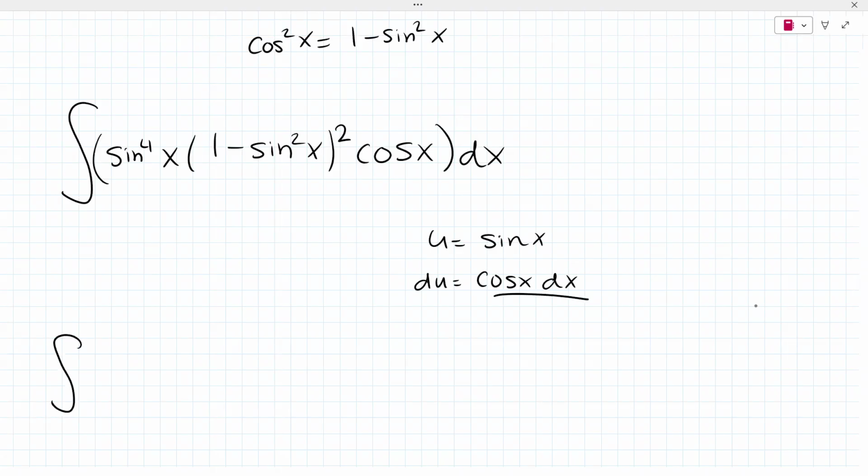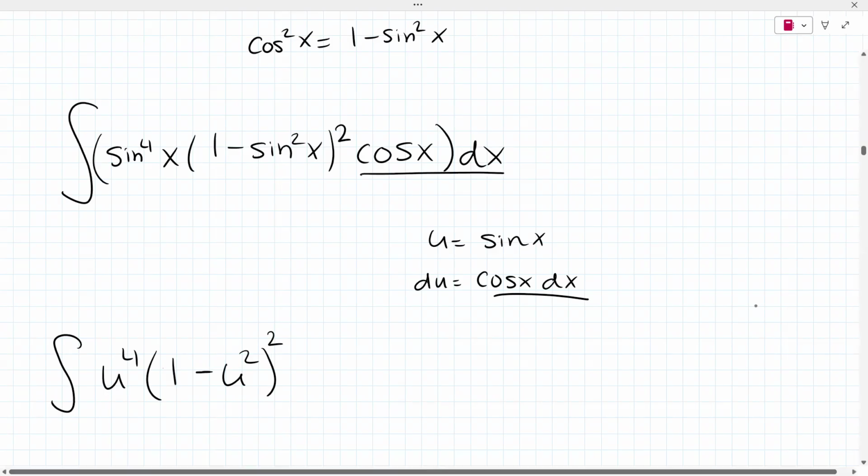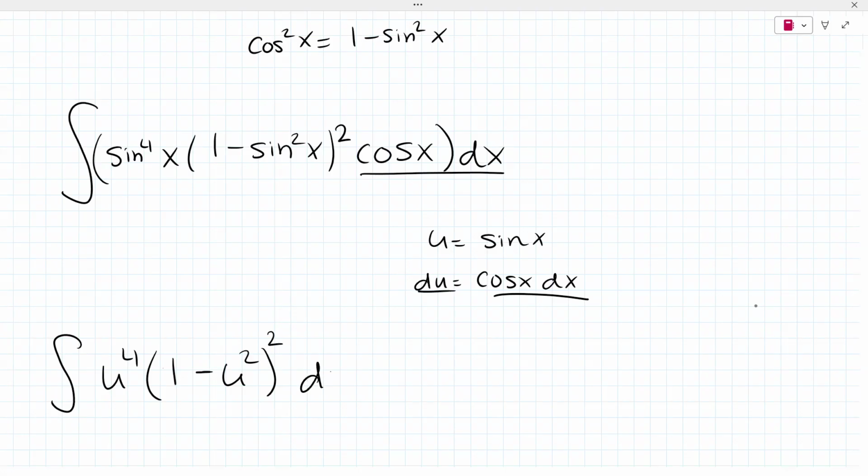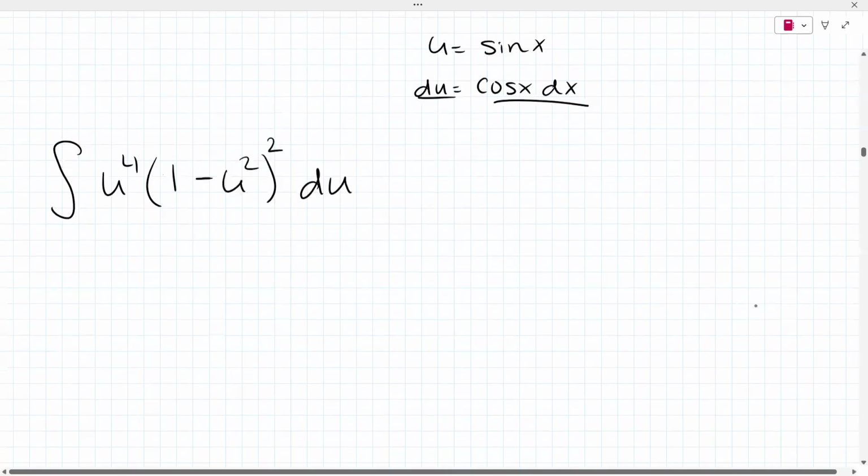So if our u is sine of x, sine to the fourth of x will be u to the fourth. And then 1 minus sine squared of x raised to the second power is going to be 1 minus u squared, raised to the second power, and then you can replace cosine of x dx with du.